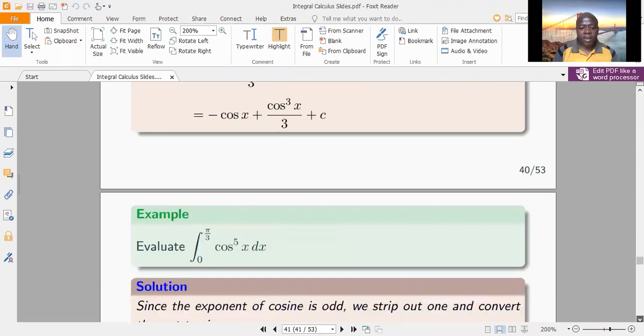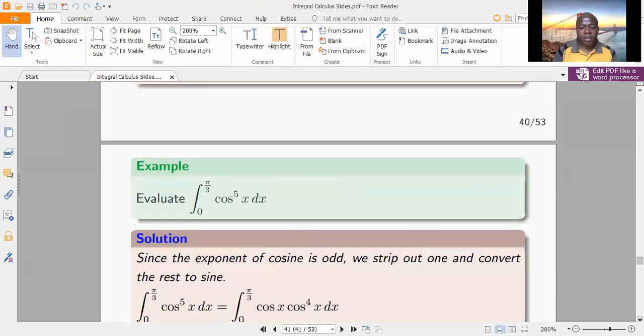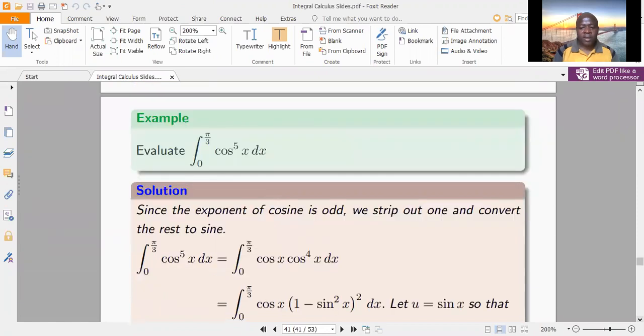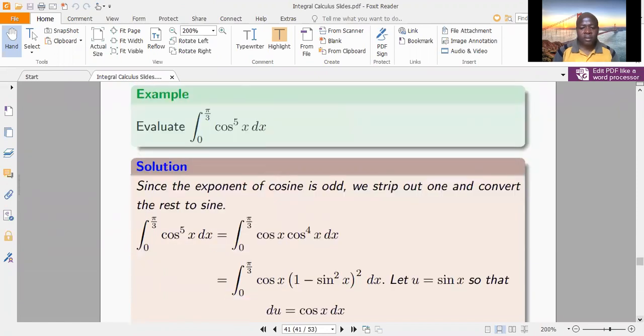Yeah, so this time we are given cos x raised to 5, and of course we have the limits. So let's do it. 5 is odd, so we'll strip out to have cos raised to 4x, and then cos x. And remember the limits, 0 to pi over 3 dx.